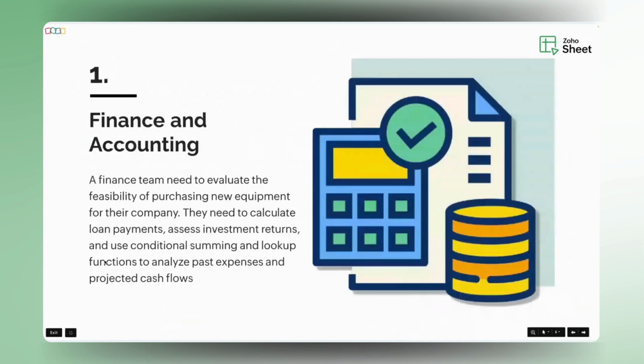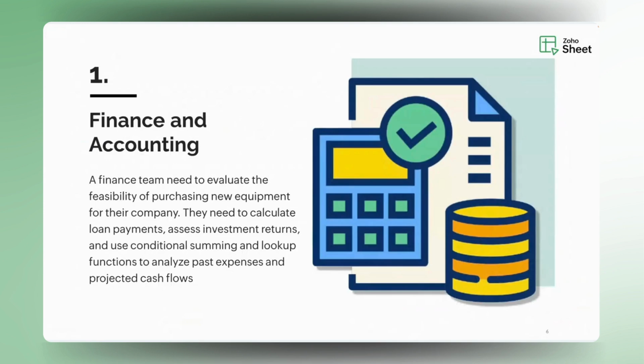All right, Rohit, let's kick things off with how a finance team can use Zoho Sheet to really work with numbers. Let's imagine a scenario. A finance team is evaluating whether to purchase new equipment for their company. They need to calculate loan payments, assess investment returns, and use conditional summing and lookup functions to analyze past expenses and future cash flows. Could you walk us through which functions in Zoho Sheet would be most useful for the finance team in this case?